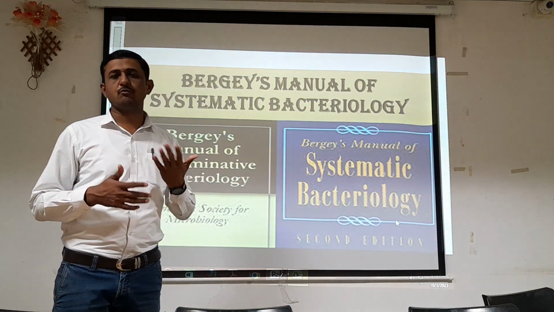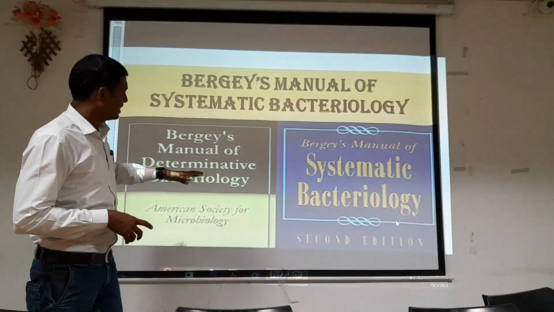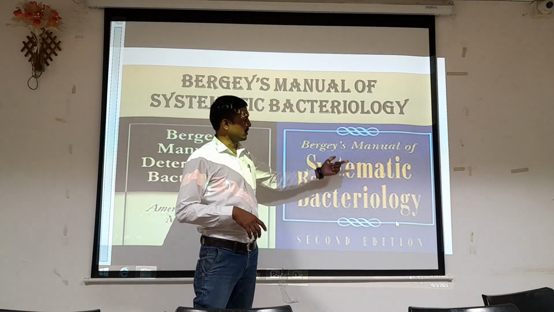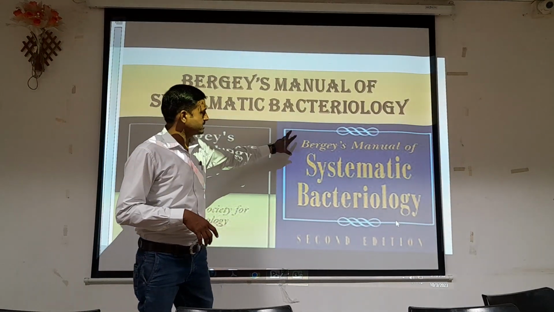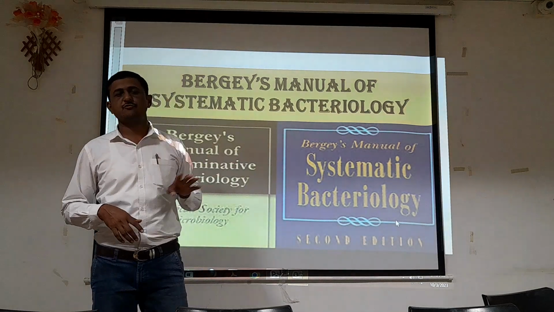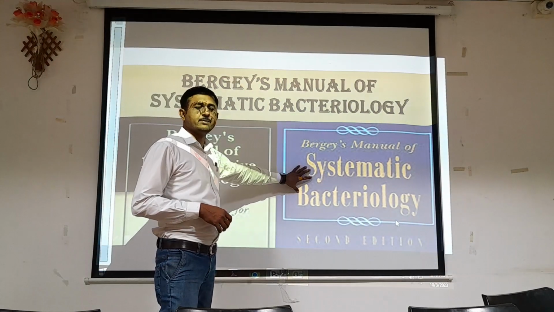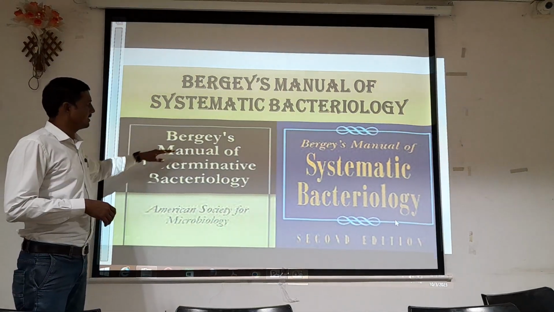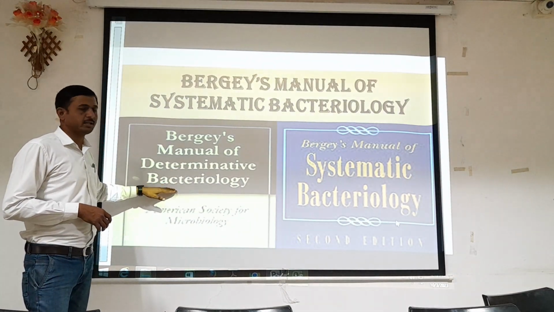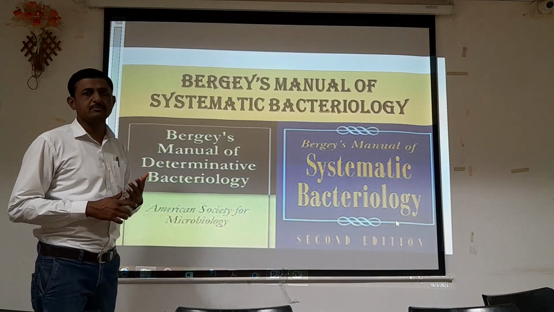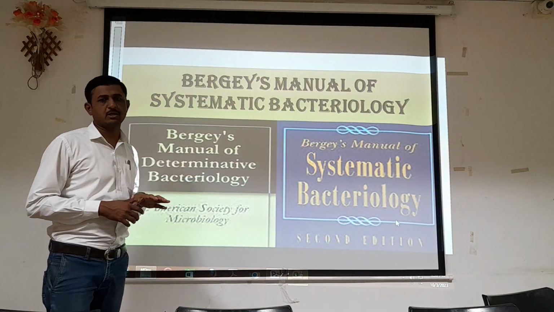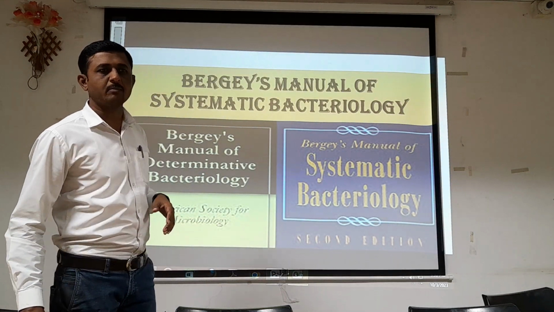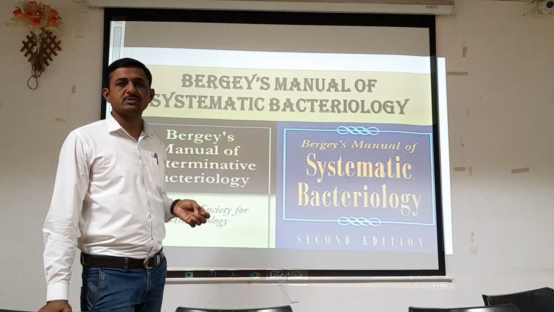There are 4 volumes of that book, volume 1 to 4. In this diagram we can see the front cover page of Bergey's Manual of Systematic Bacteriology. It is blue in cover and it has 4 volumes. There is another manual, Bergey's Manual of Determinative Bacteriology. For basic identification we can use Determinative Bacteriology, and for detailed classification and different characteristics, we require Bergey's Manual of Systematic Bacteriology.